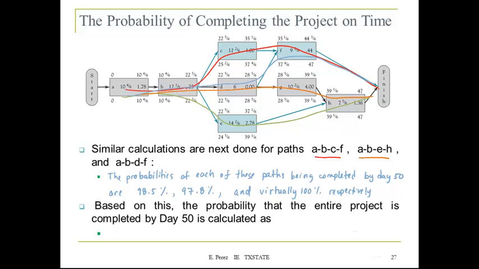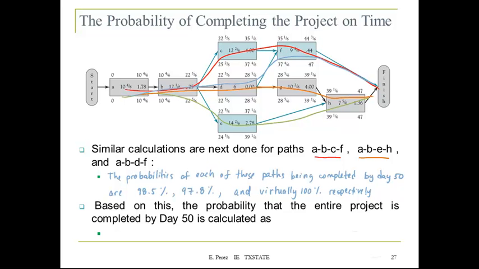So based on this, the probability that the entire project will be completed by day 50 is calculated as, bonus point for anyone who can tell me how you can compute it. No? You just add all together? I just said it, yeah. It said it before we started the exam. Yes, you multiply it. You have to multiply the probabilities.